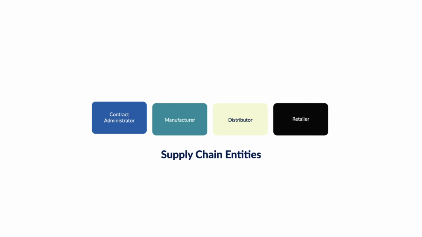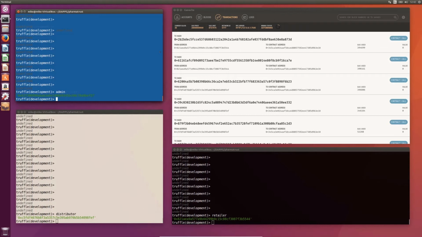Note that each color of the entities shown here corresponds to similarly colored desktop terminals, which we can see here. In the upper left-hand corner, we have blue corresponding to the contract administrator. Also in the upper left-hand corner, teal corresponds to the manufacturer. In the lower left-hand corner, white corresponds to the distributor, and in the lower right, black corresponds to the retailer.